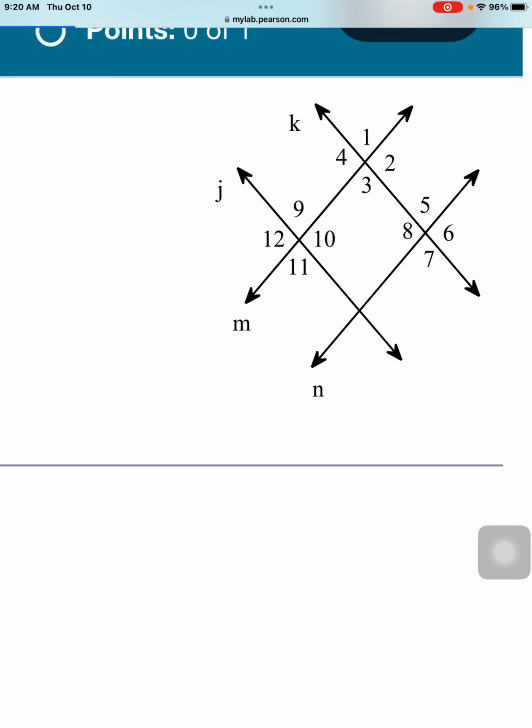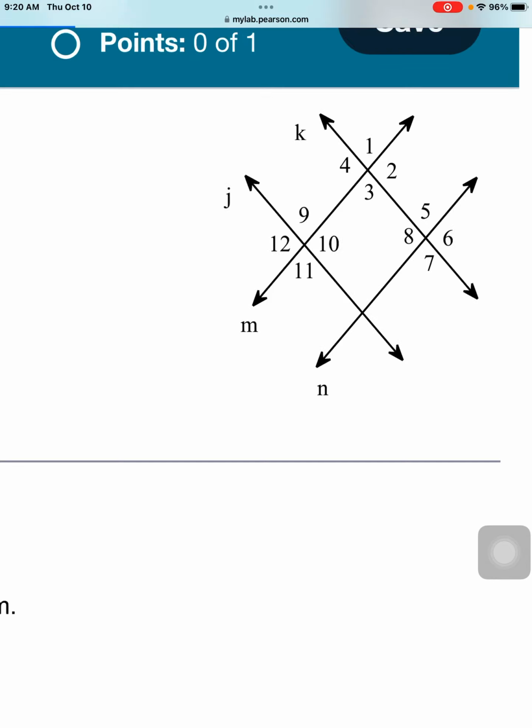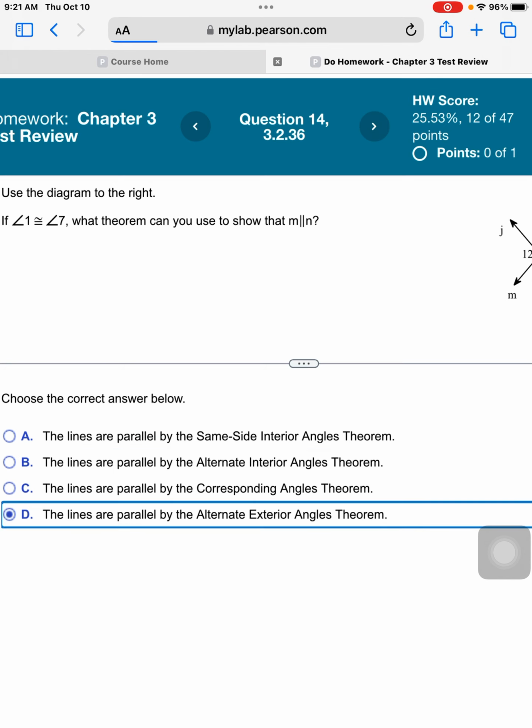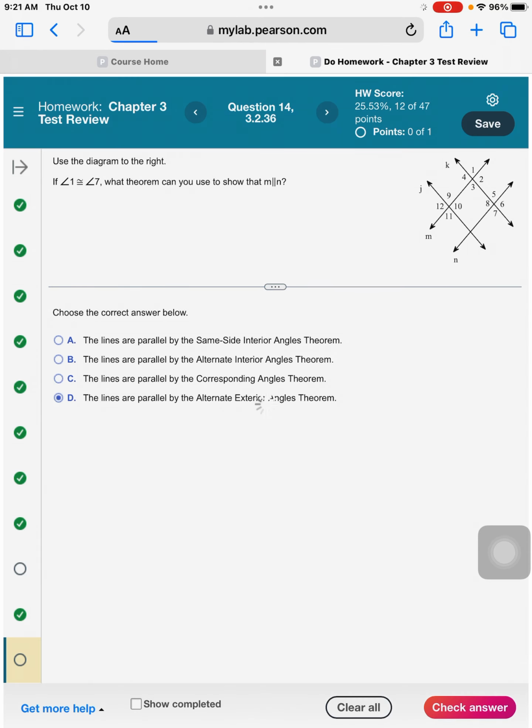Line K. So if 1 and 7 are alternate exterior angles, and I also happen to know that they're congruent, then that means that the transversal line K, whatever two lines it's intersecting, have to be parallel. Because of what? Because of the congruent alternate exterior angles. So my answer has to be the lines are parallel by alternate exterior angles.